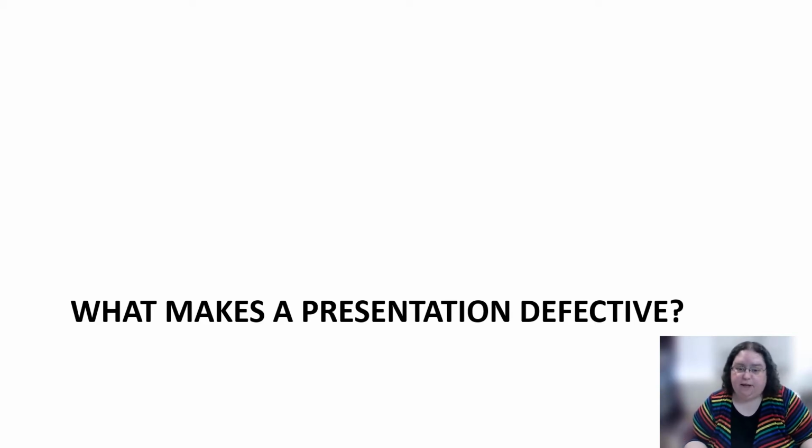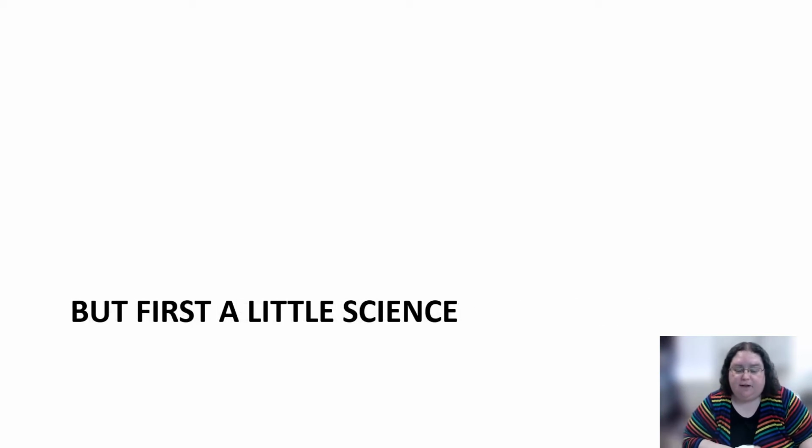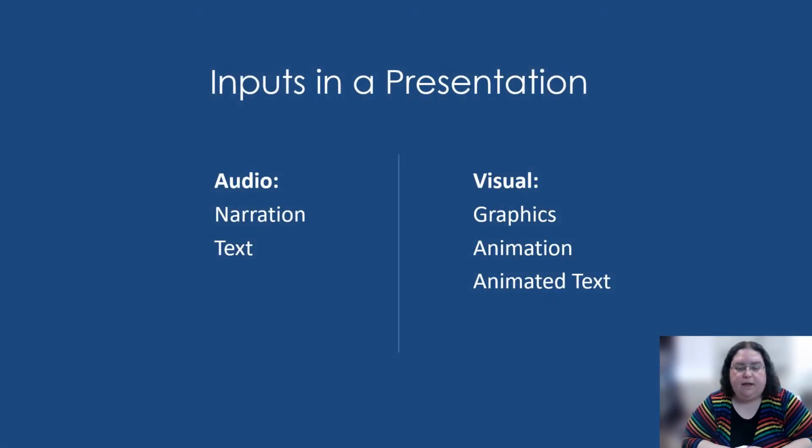So now that we know kind of what a defective presentation looks like, let's talk a little bit about the science behind what makes a presentation good. To start with, we need to realize that there are two different ways that humans in general take in information, in a presentation at least, and that's audio and visual inputs. So your audio inputs are going to be narration, so someone talking at you, and also text that you read. I know it's technically a visual thing that you're reading, but it actually falls more in that audio input.